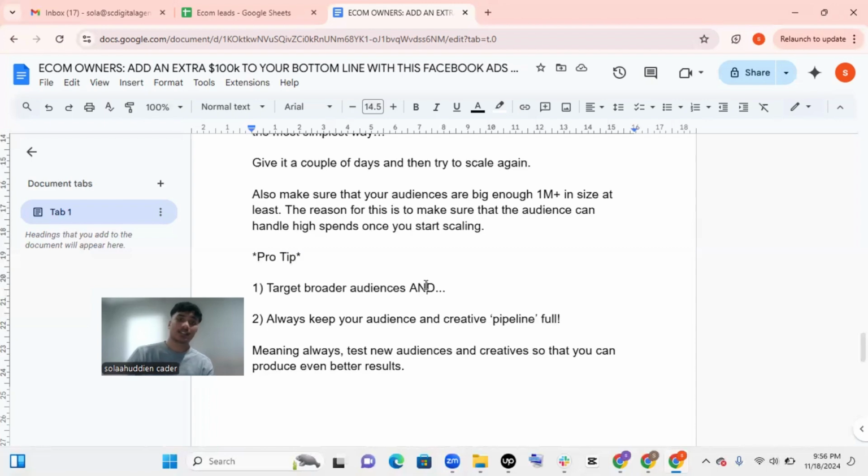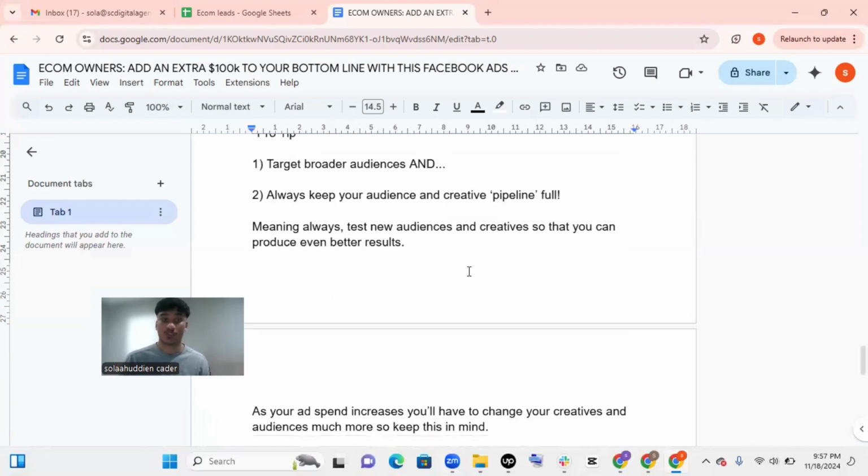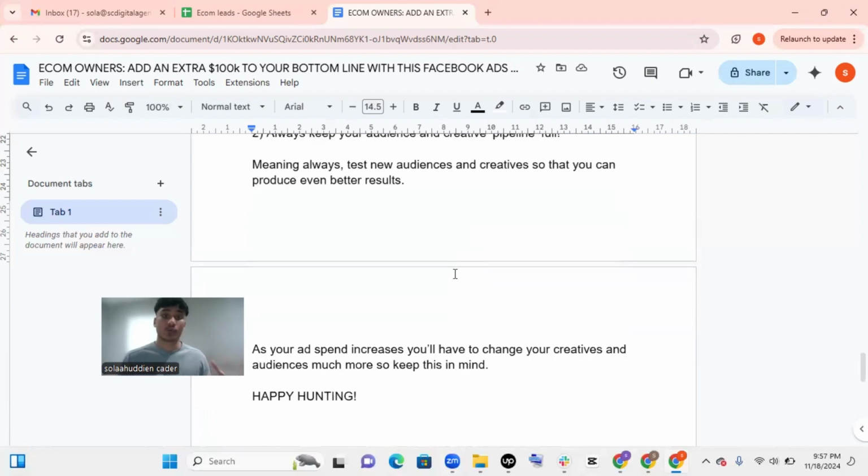Another thing is, at scale, you want to make sure that your creative pipeline and your ad copy pipeline is full. You want to have a constant flow of new creatives that you can go in and test. If you're not testing, you're losing out on money. Same thing with your ad copies. So that means always testing new audiences, new creatives, new ad copies, new angles, and then finding something that you can triple down on and consistently scale.